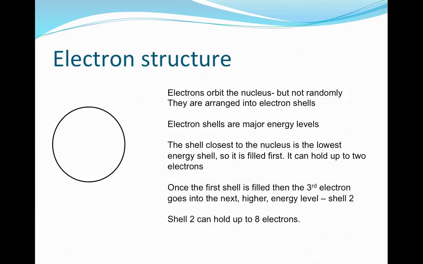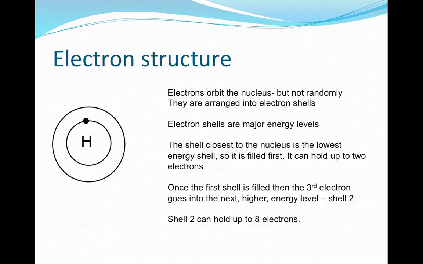They orbit the nucleus, but it's not just wherever they feel like going. They are arranged into what we call electron shells. And these shells are major energy levels. So, closest to the nucleus, that's your lowest energy level. And that gets filled first.